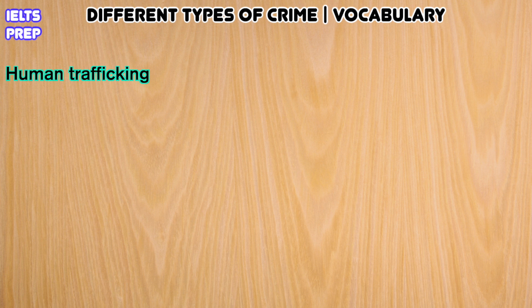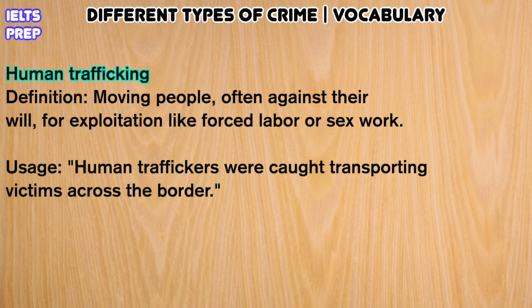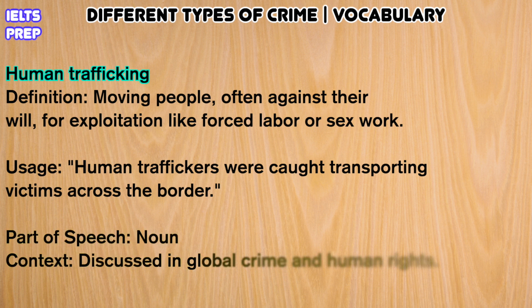Human trafficking. Definition: moving people, often against their will, for exploitation like forced labor or sex work. Usage: human traffickers were caught transporting victims across the border. Part of speech. Noun. Context: discussed in global crime and human rights.